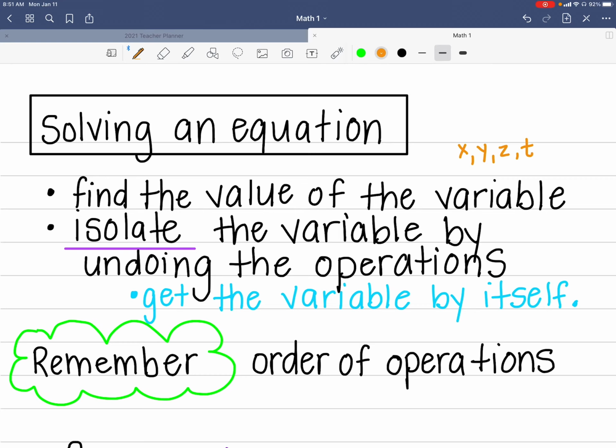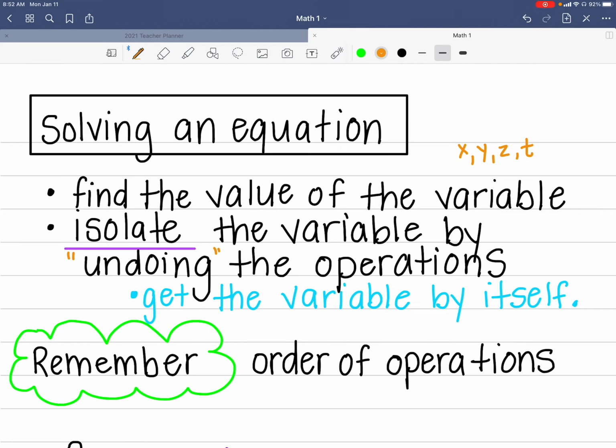Then we're going to do some operations and we're going to isolate. Isolate means to get the variable by itself by undoing. Undoing is those inverse operations that we're going to talk about. We're going to undo the addition, the subtraction, the multiplication, and the division.